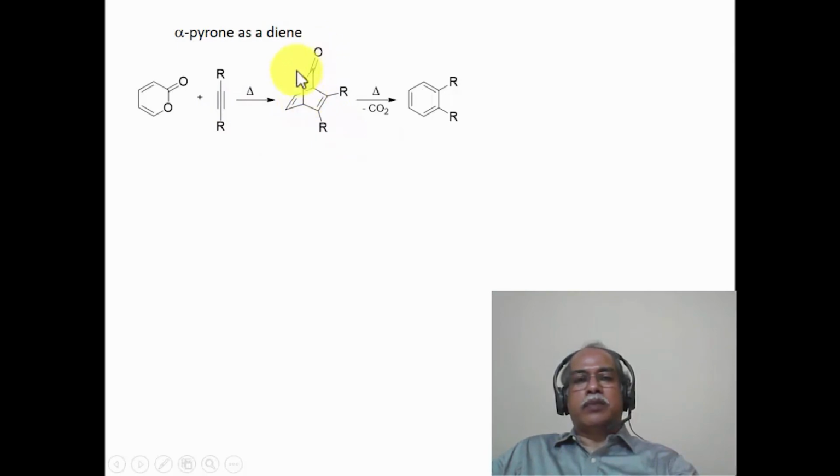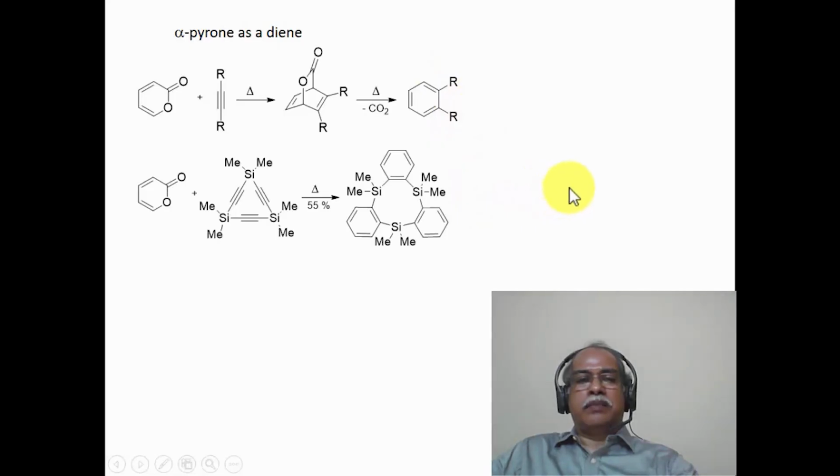Elimination of CO2 from this molecule is very facile for two reasons. One is it relieves the strain of this bridge. Secondly, the gain of aromaticity is the main driving force in this particular case. A cheletropic elimination of CO2 essentially produces the aromatic ring, which is an ortho disubstituted aromatic ring in this particular case.